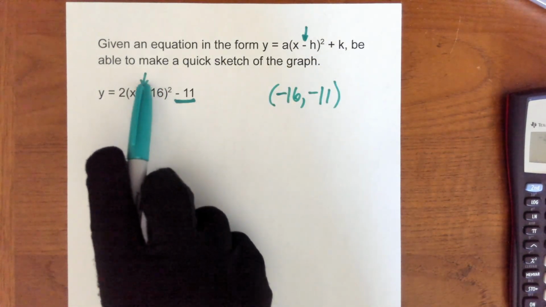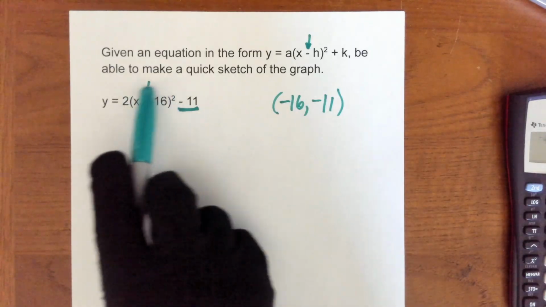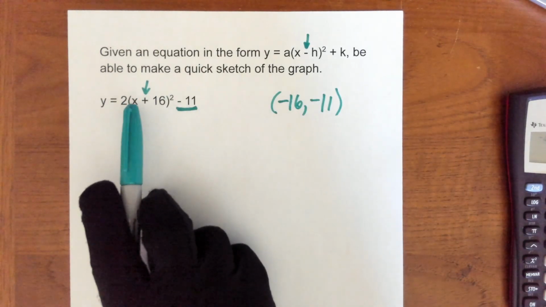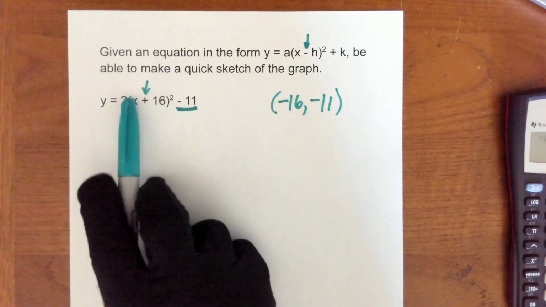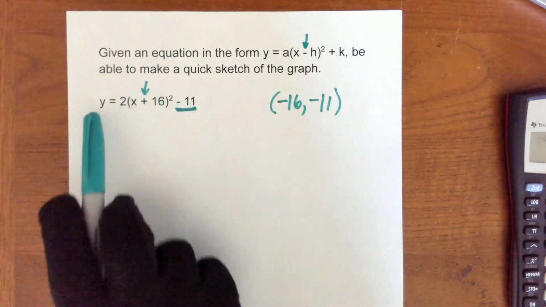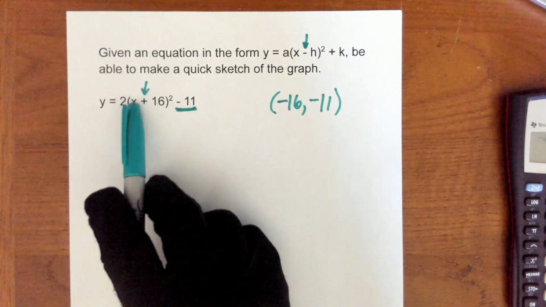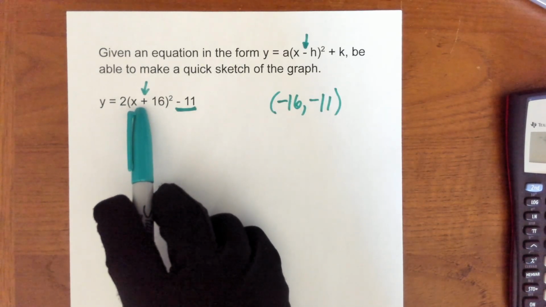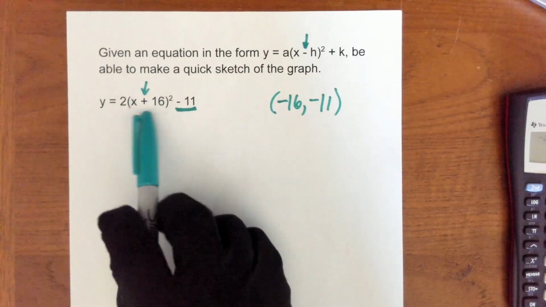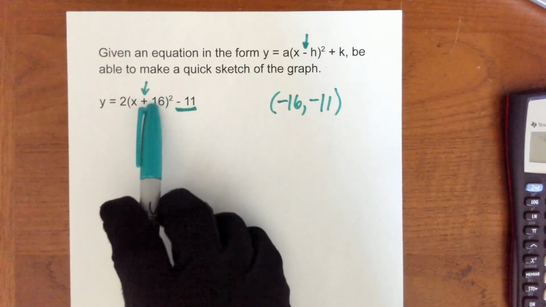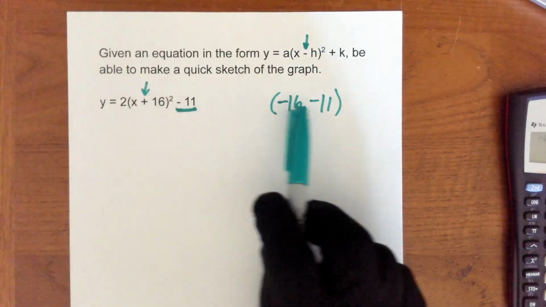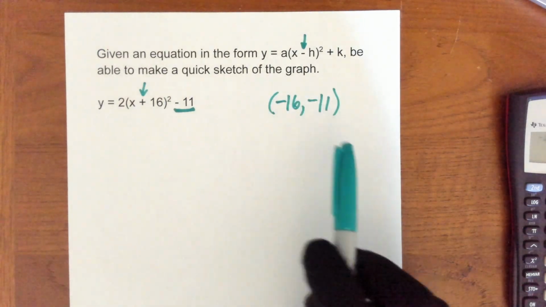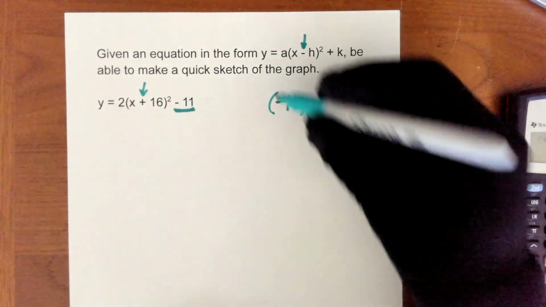To get the vertex, I'm making what's inside here 0, right? Negative 16 plus 16 is 0. That'll cancel all that out. y will be negative 11. Any other value other than 0 that we get inside of here will be a positive number after we square it, which means this is going to be the lowest point possible on the graph.